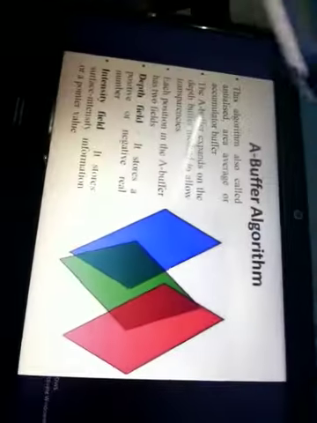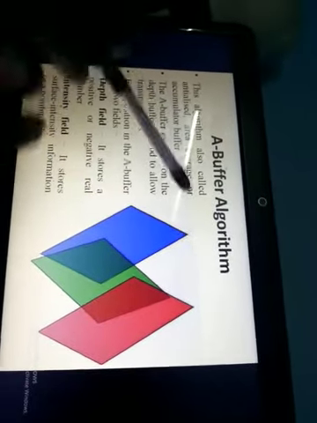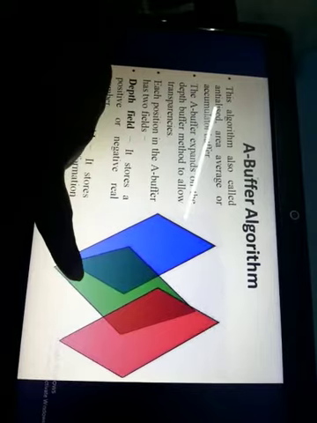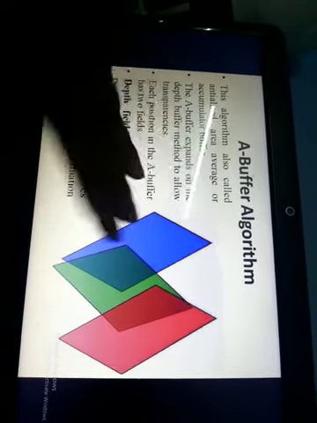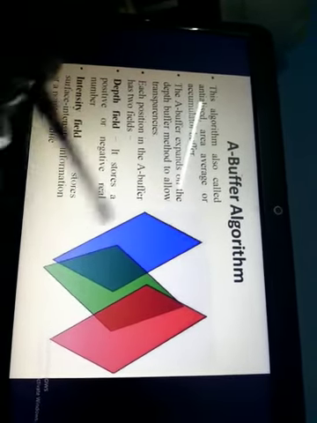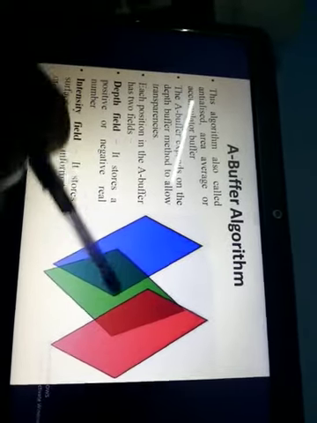So now, as usual, I have told that one. These are the three polygons. In the Z buffer, what we have seen is, suppose this green overlaps this blue, then the blue was not able to be seen, it was not transparent. But here you can see in that example that it is very clear how it is overcome, how it is transparent.